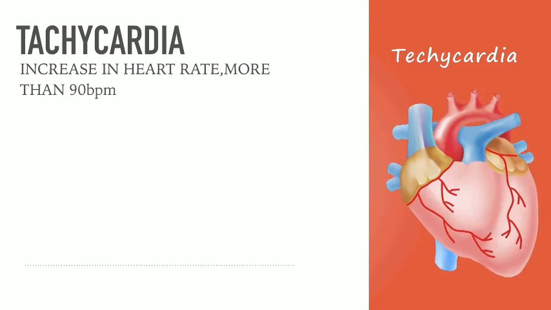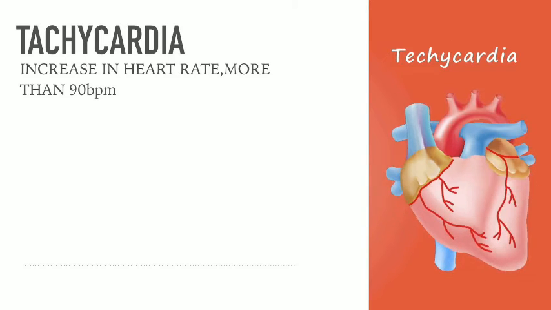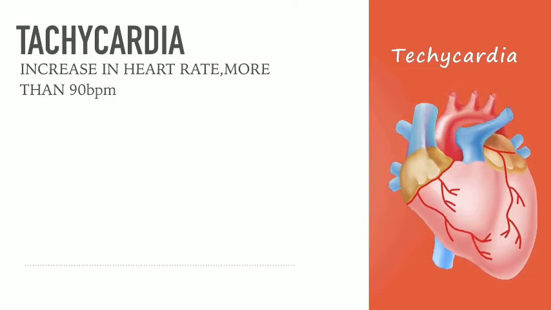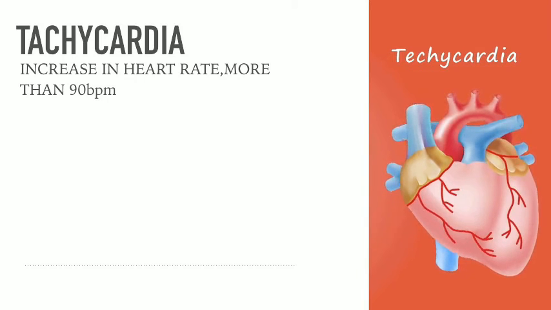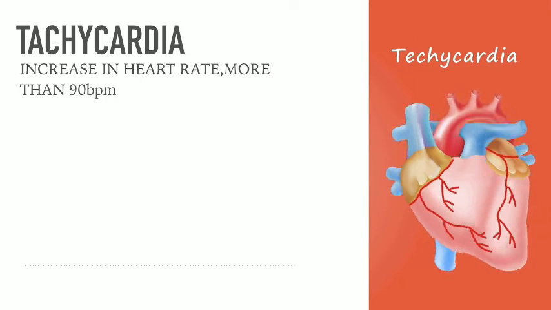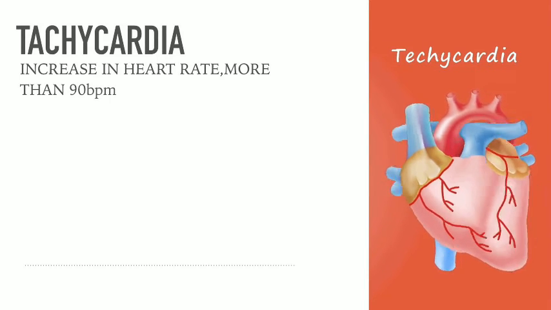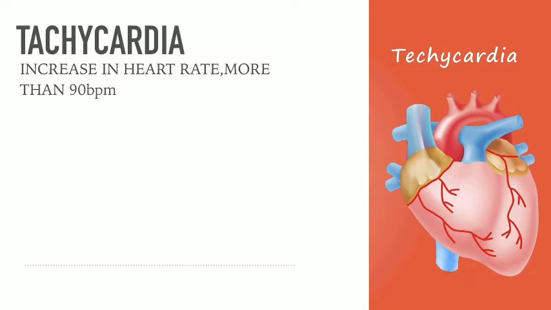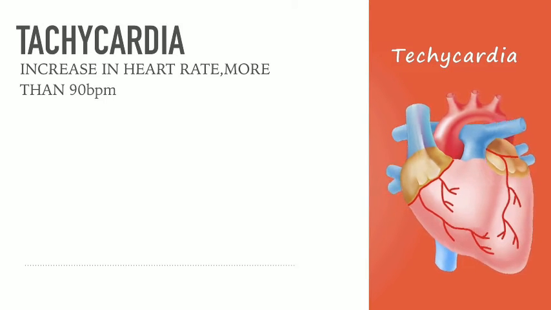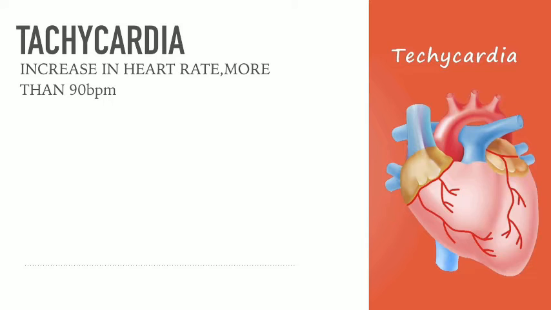Tachycardia is also a cardiac terminology. Tachycardia normally refers to an increase in heart rate more than the normal value. The normal value is 60 to 90 beats per minute. So if the heartbeat per minute is more than 90 beats, then it is known as tachycardia. Tachycardia and bradycardia are just opposite. If the heart rate is decreasing below the normal value, it is known as bradycardia, or if it is increasing above the normal value, it is known as tachycardia.